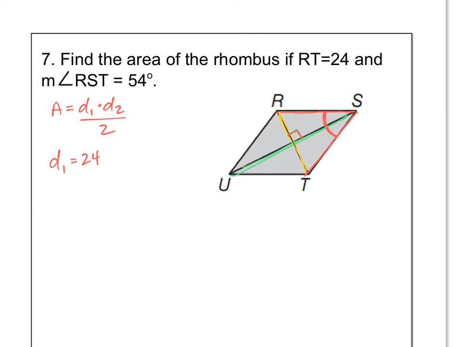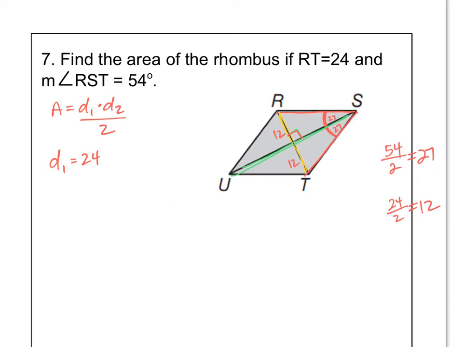Also, the diagonals bisect the angles or the corners. And so that 54, if we cut 54 in half, we get 27. So what's going to happen is it's going to be 27 degrees here and here. That 54 gets bisected. Now, we know from R to T is 24, but diagonals bisect each other, and 24 divided by 2 is 12. And so this is 12, and this is 12.